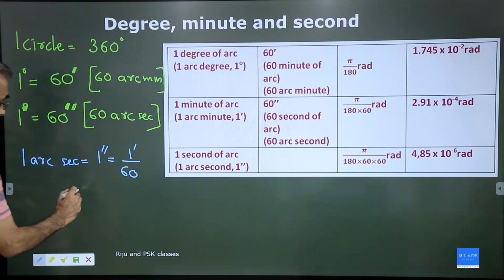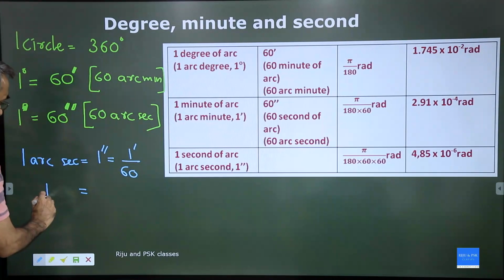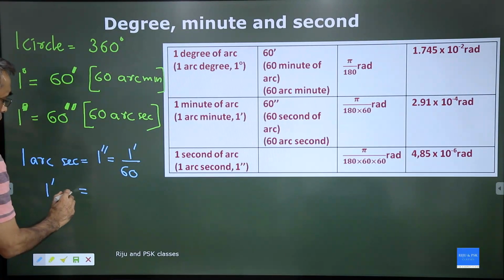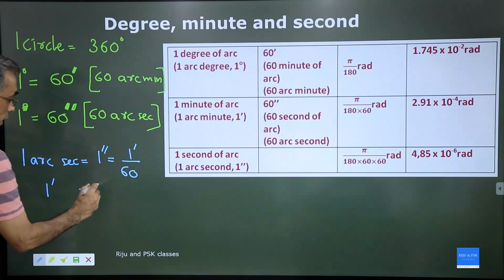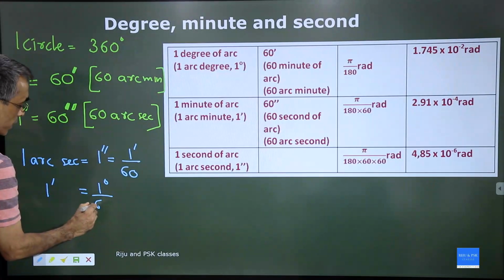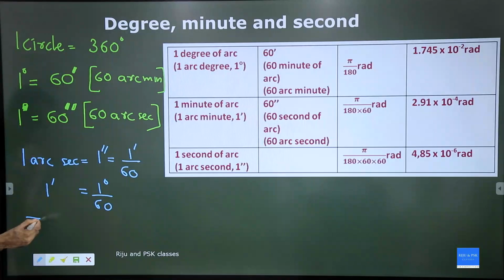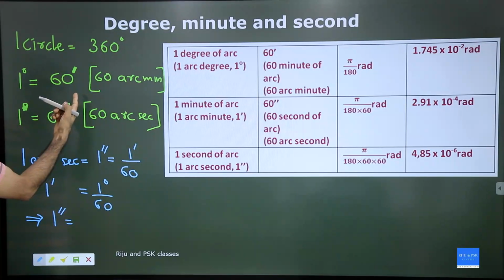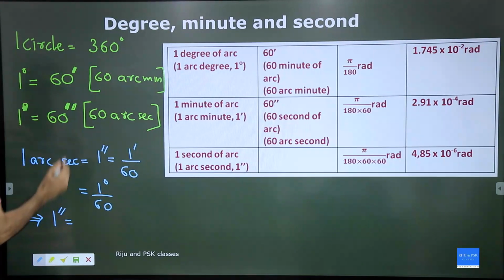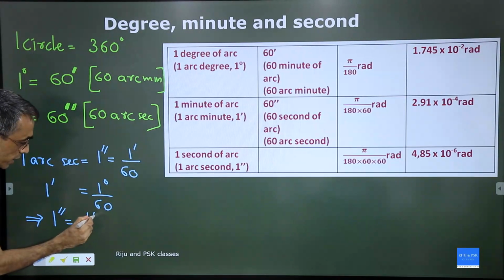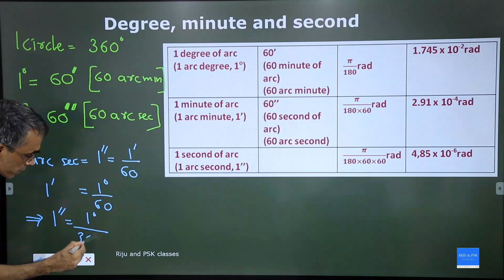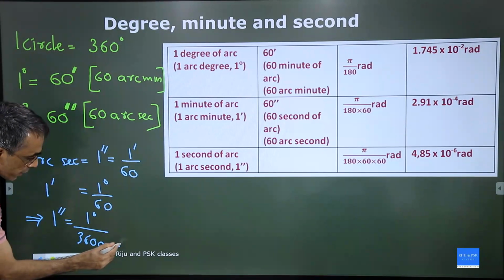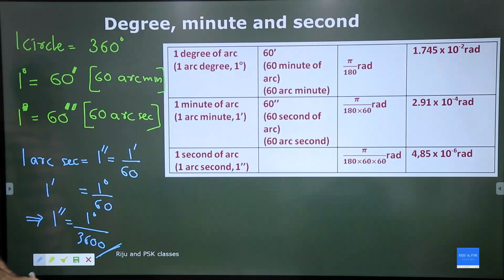Okay, and 1 arc minute is equal to 1 degree by 60. So combining this, you will get 1 arc second: 1 degree is 60 minutes, 1 minute is 60 seconds. So there is a 60 into 60. So that is nothing but 1 degree by 3600. This is how you convert.